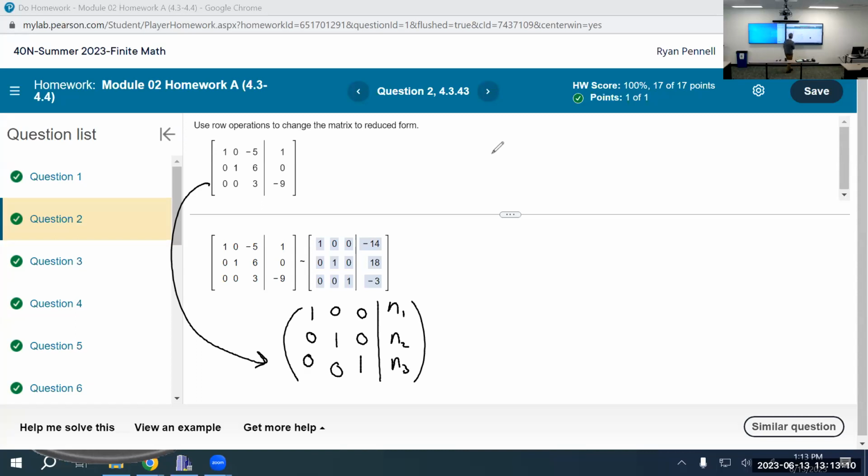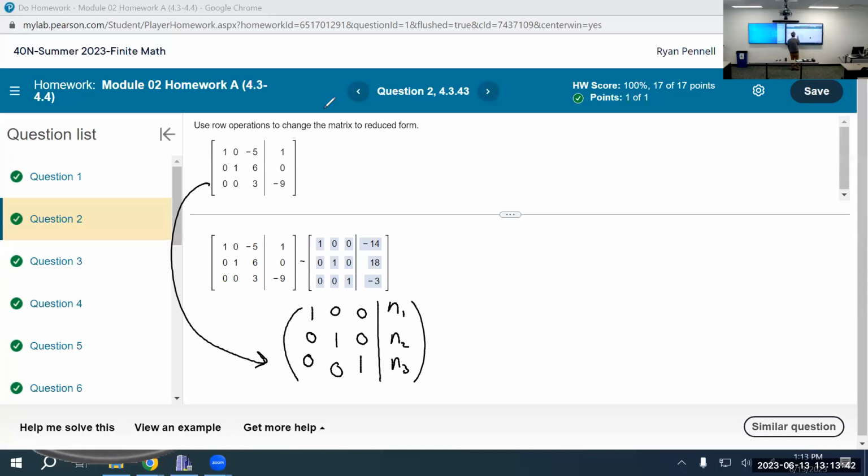So how am I going to do that? Well, the only thing in my way right now is this column. Everything else is fine. I need to fix this column. So I need to turn the 3 into a 1, and turn that 6 into a 0 and that -5 into a 0. Those are the procedures I need to do to make this correct. So how do I do it?